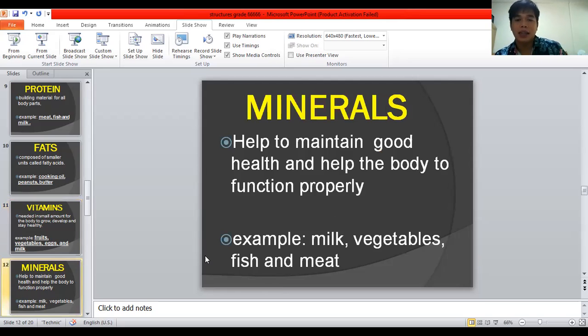Next is minerals. Let's read. 1, 2, 3, go. Minerals help to maintain good health and help the body to function properly. What are the examples of minerals? We have milk, vegetables, fish, and meat. It's important for our body.